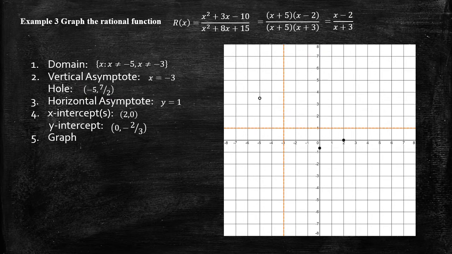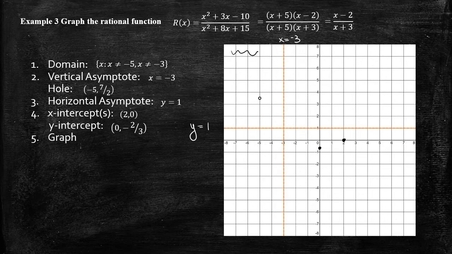Okay, so here's my graph. The only thing I have marked off, first of all, the y equals 1, our horizontal asymptote is marked. X equals negative 3 for the vertical asymptote. And then our x-intercept at 2, 0, and y-intercept 0, negative 2/3. And now we're just going to graph the function.